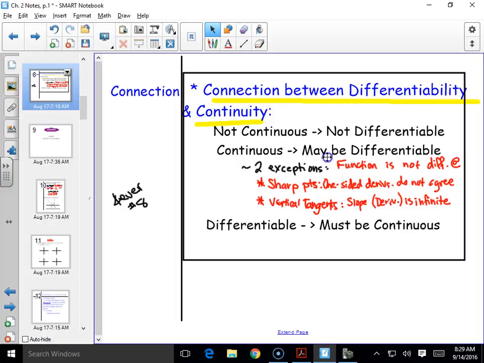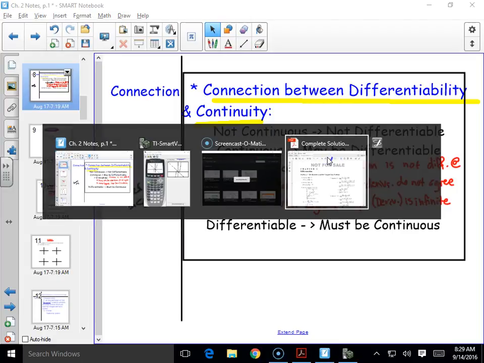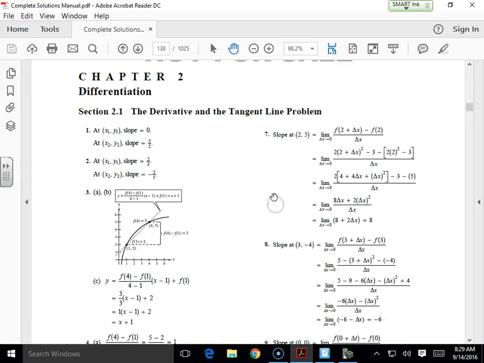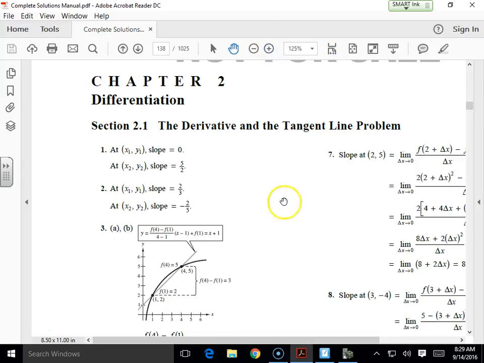All right, with that, let's go ahead and go to our homework. And let's check the evens. You guys have your colored pens out.